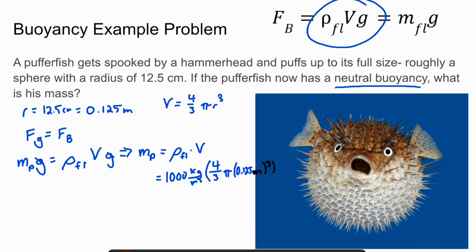And then we will cube that. And if we run those numbers, we should end up with 8.18, and this would be kilograms, because our meters cubed on the bottom of our density canceled out with our meters cubed within our volume, for our units for volume. Right, so 8.18 kilograms is our mass of the pufferfish.